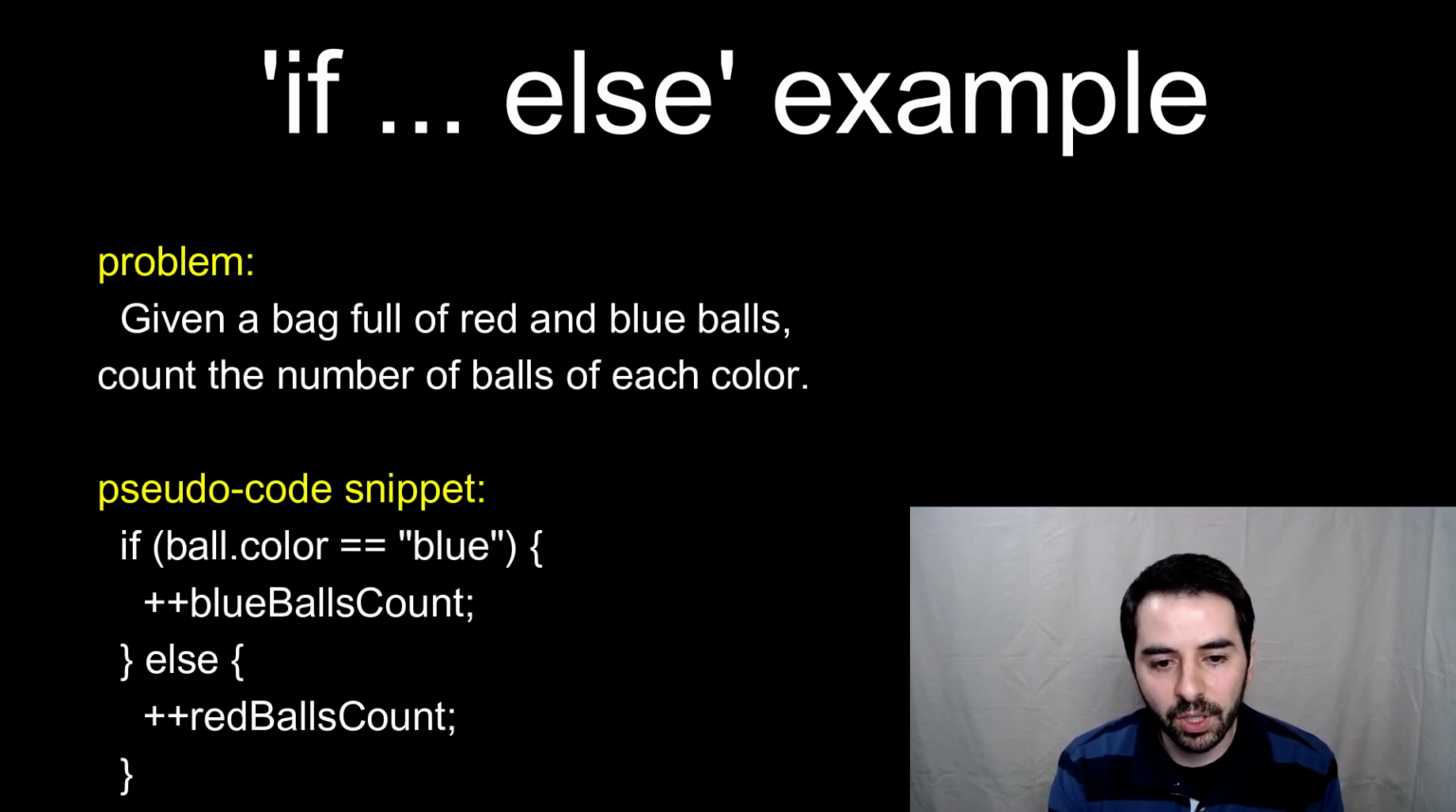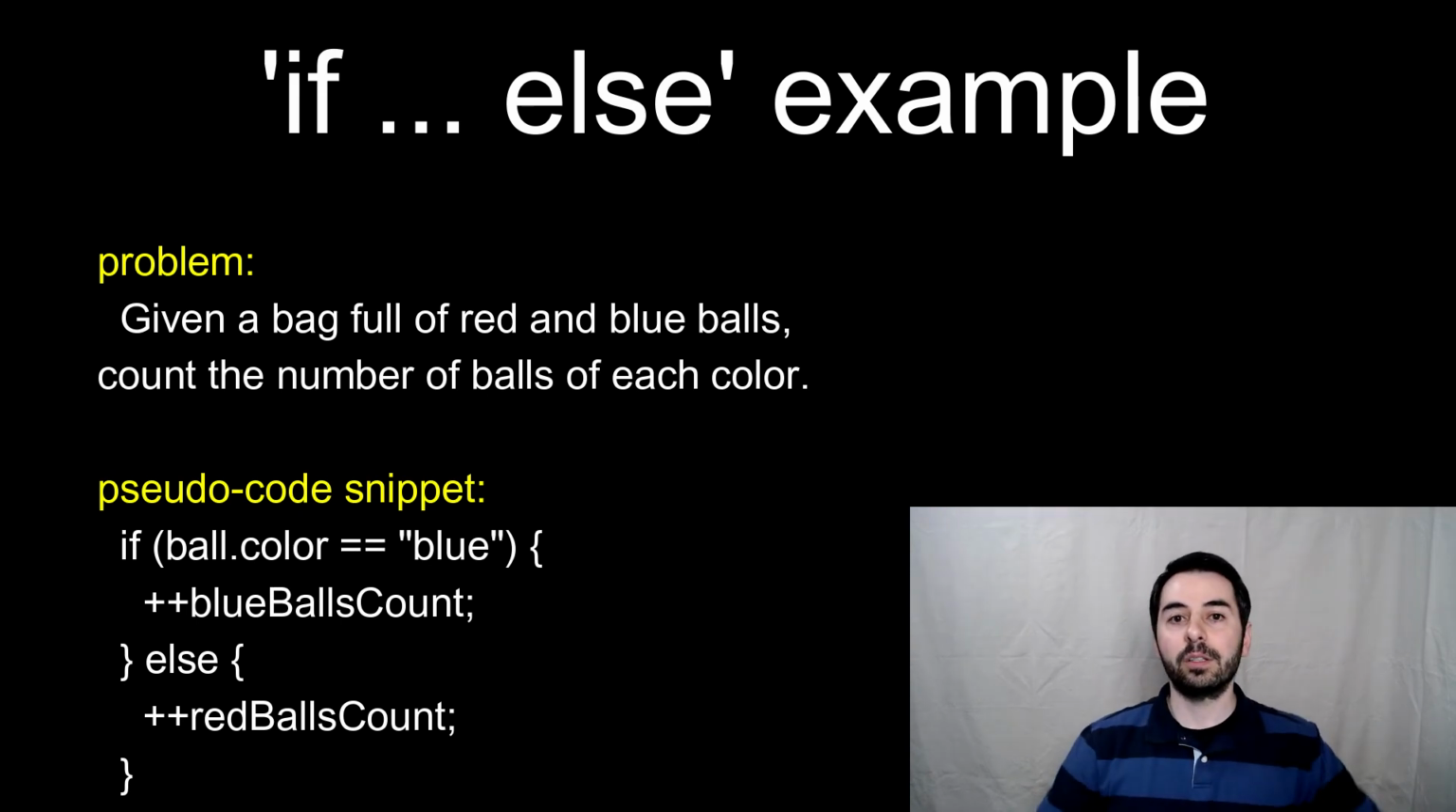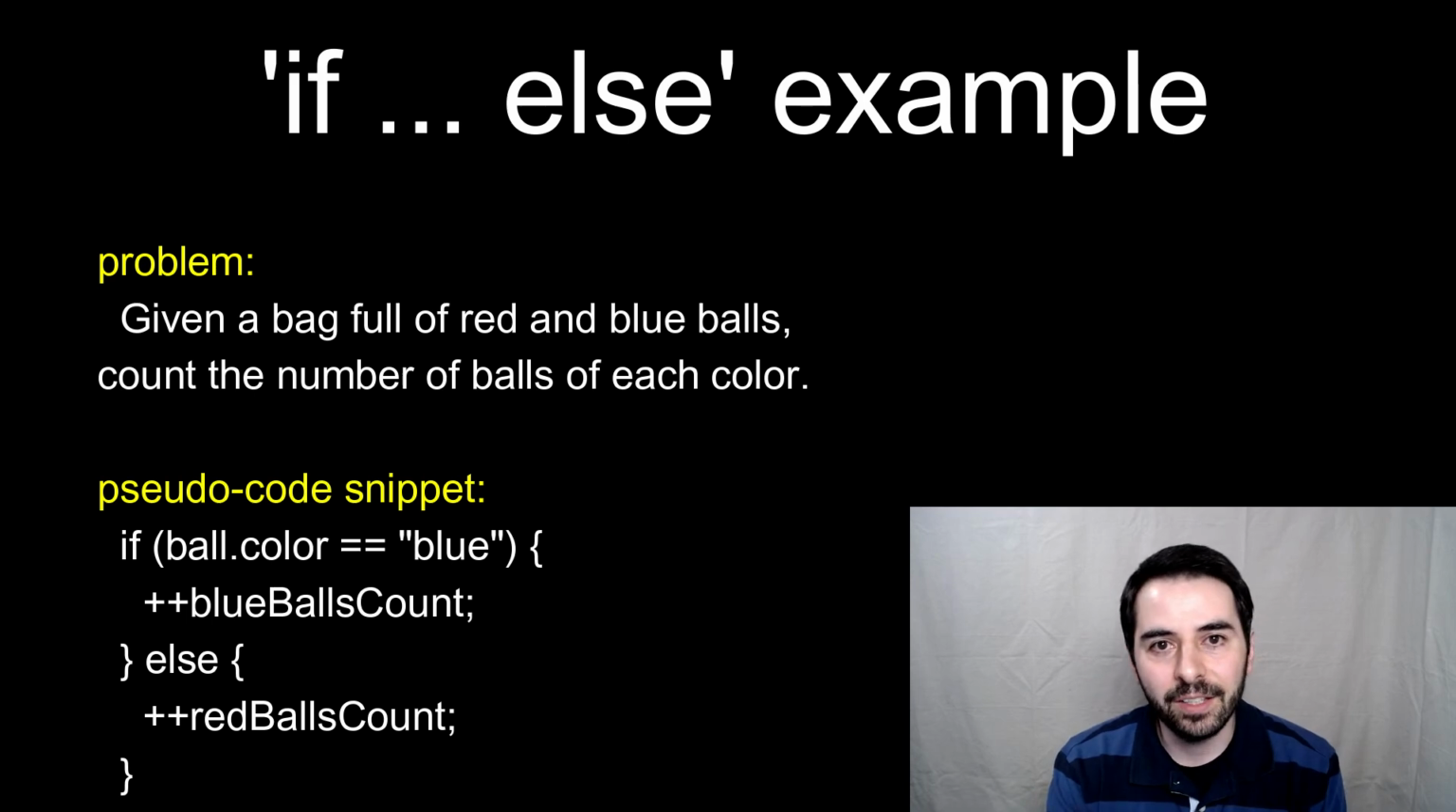So let's say we know there is a bag full of balls which are either red or blue, and we need to count the red balls and the blue balls. Every time we pick a ball, we would say if the color is blue, then add to the current number of blue balls, else add to the red balls. We know that there's no other color, so for sure if it's not blue, then it's red. There's no other option.